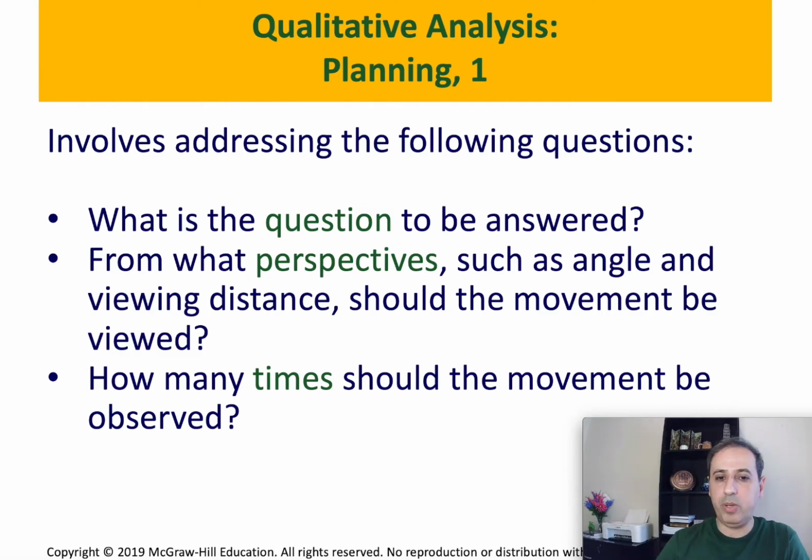Then from what perspectives, such as angle and viewing distance, should the movement be viewed? That's another thing when you do the observation. So here we're adding a little bit of quantitative analysis to the qualitative analysis, because you're adding angles and distances, right? So this is now numbers. And how many times should the movement be observed? The repetition. So the subject should do this 5 times, 10 times, or 20 times. So all of these things are actually in the planning phase.